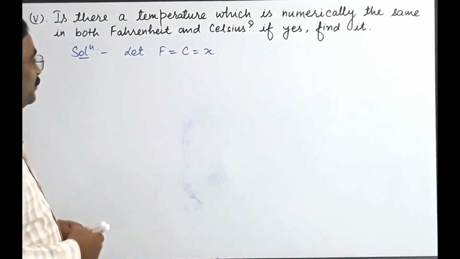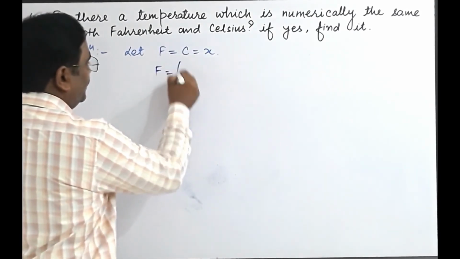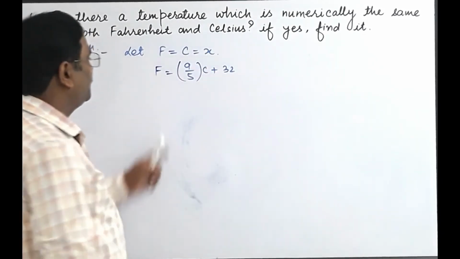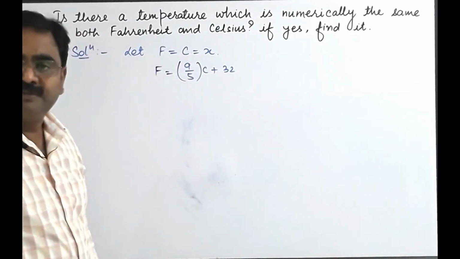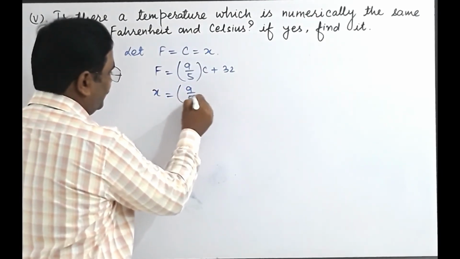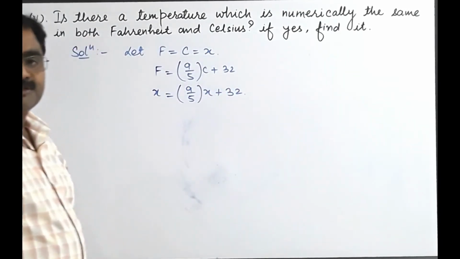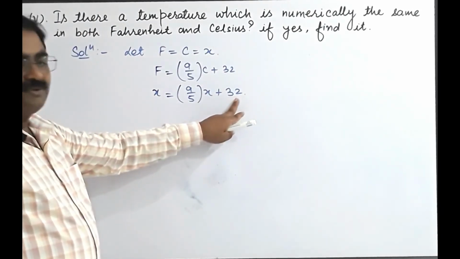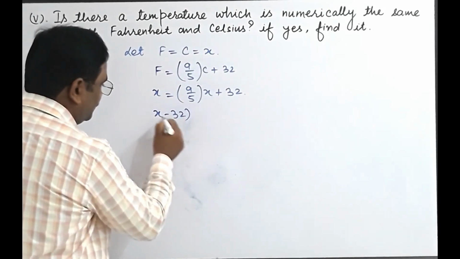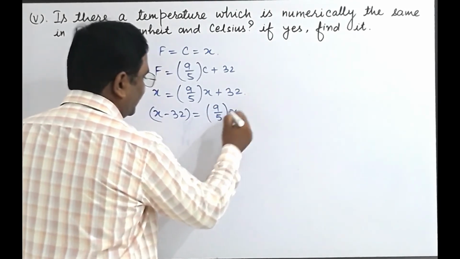So as we have our required equation, F equals to 9 upon 5 C plus 32. Now at the place of Fahrenheit and Celsius we have to substitute X. So here F is also equals to X, 9 upon 5, C is also equals to X, plus 32. Let us simplify. Bring this 32 to the left side. So it can be written as X minus 32 equals to 9 upon 5 into X.